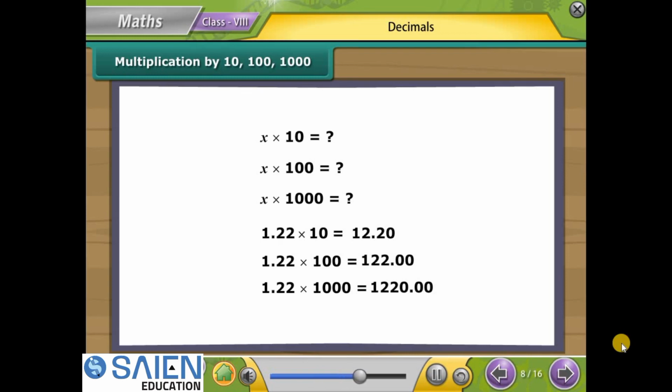We observe that when a decimal number is multiplied by 10, the decimal point shifts to the right by one place, however the digits remain same as in decimal number. Similarly, if a decimal number is multiplied by 100 and 1000, the decimal point shifts to the right by 2 and 3 places respectively.